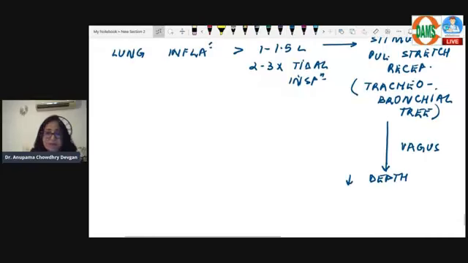It will decrease the depth of inspiration. But please understand, it is not affecting the rate. It is primarily affecting the depth of respiration, right? This is decreasing the depth.